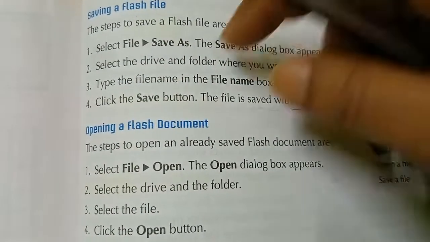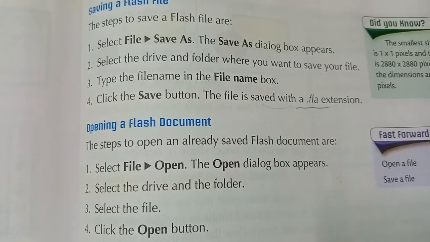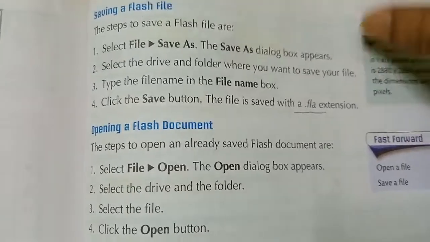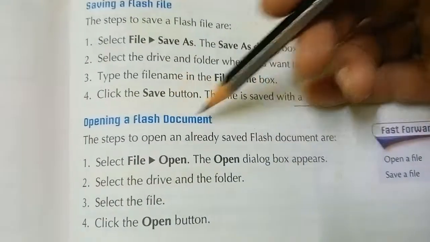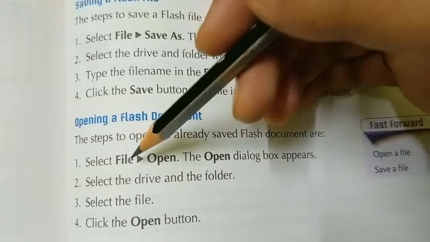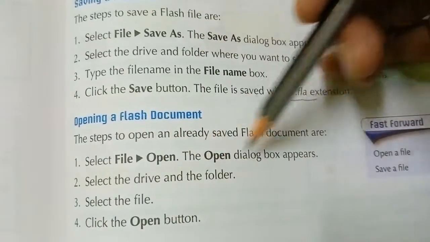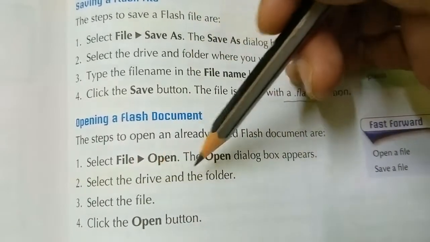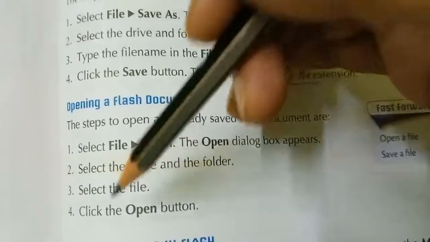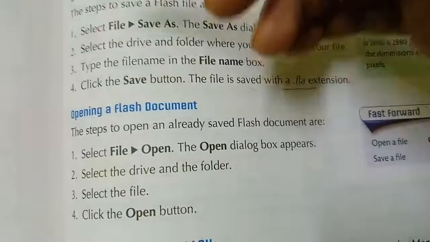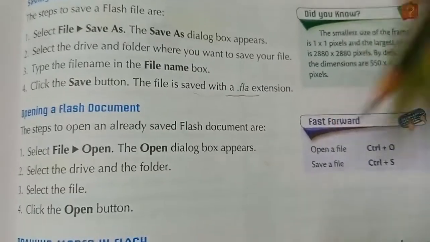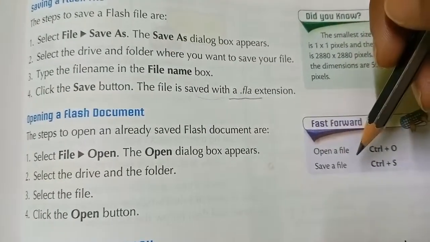Next is opening a Flash document. Now you want to open a Flash document. You have saved one Flash document, and on any other day you want to open it. Now how to open? The steps to open an already saved Flash file are: click File, then click Open. The Open dialog box will appear. Select the drive and folder where you have saved it. Now select the file, then click the Open button. Your Flash document will open on the screen. Understood? And this is the shortcut for open and the shortcut for save.